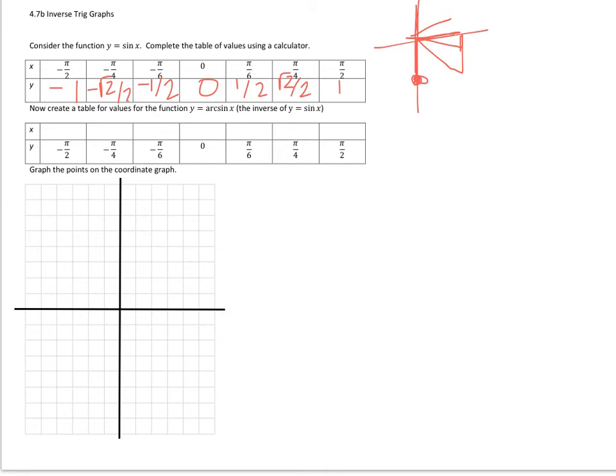When you're finding the inverse table of values, you simply switch your x and y. But since I don't know where to put negative radical 2 over 2 on a graph, I'm going to change it into a decimal. So it's roughly negative 0.7. Negative 0.5, 0, 0.5, 0.7, and 1.